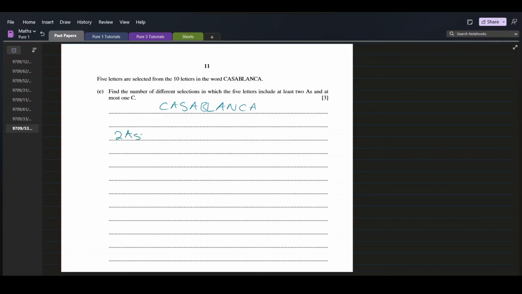We have a scenario where we have 2 A's, we have a scenario where we have 3 A's, and we have a scenario where we have 4 A's. And then we have another condition which states that we should have at most 1 C. So what we're going to do is we're going to remove one of the C's from the selection pool. So that means if we remove that C from the selection pool, we will only pick at most 1 C, since we only have 1 C in our selection pool.